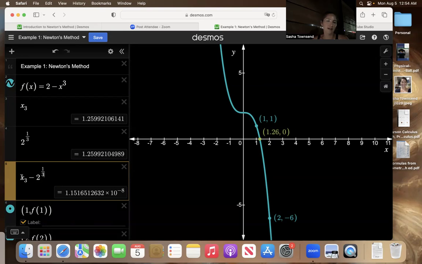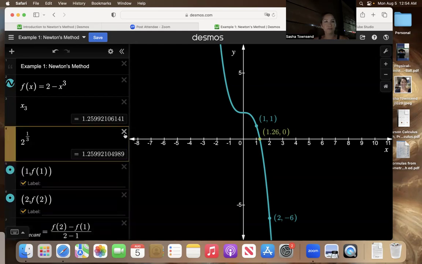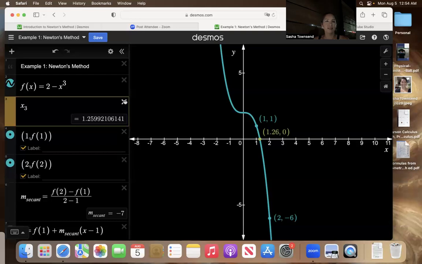So that's our error. I would say we did pretty well, and we only had to go out to x sub 3. So we had x sub 0, x sub 1, x sub 2, x sub 3, and then our answer, or our guess, was within 10 to the negative 7th of the actual answer. So our answer was accurate out to the 7th decimal place, which I think is pretty impressive. So that's Newton's method.